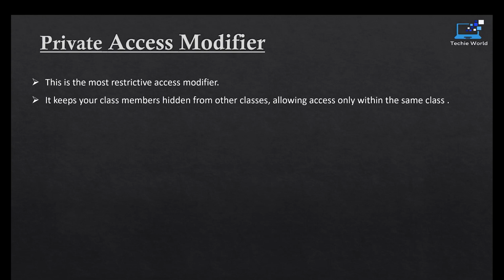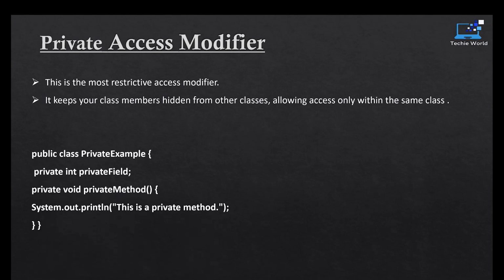Now please have a look at this code to understand the private access modifier in a better way. You have a private example class which is public, but the fields in the class are private, and let us say you have a private method also. If you try to access this private method or private field, that is int private field, it cannot be accessed from outside the class. That's the whole purpose of making any class member private. If you want to write something which can be accessed only within the class, then you can make that class member private.